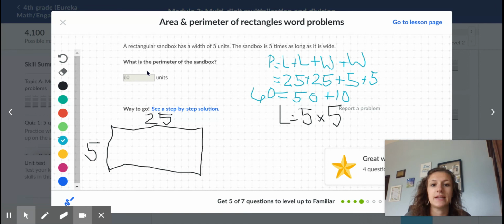Remember, the practice activities are a great way to show me how well you understand this concept, to show yourself how well you understand that concept, and to make sure that we're moving forward in the right direction.